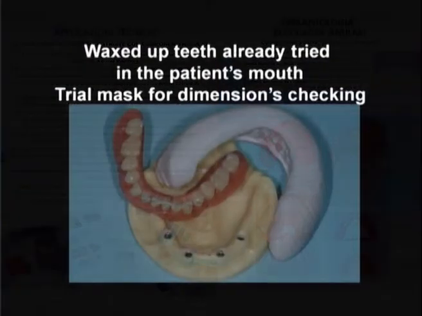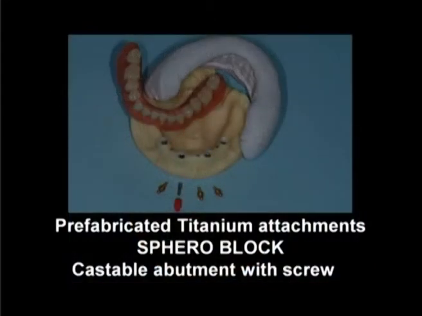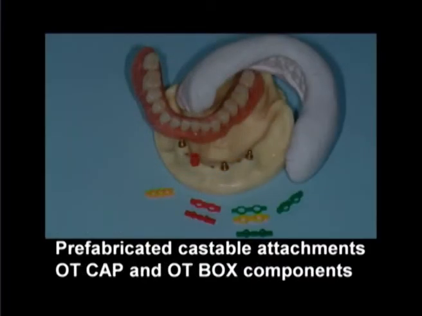A complete trial mask of the frontal dental arch is impressed in the laboratory after trial of teeth waxing up in the patient's mouth. In this case, 3 spherical titanium attachments and a castable abutment with screw for the existing implants are used to build the passive bar connection structure. Castable prefabricated components will be used to wax up the structure and overstructure of the bar.